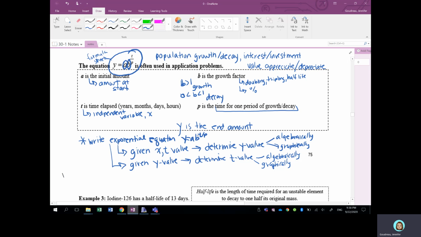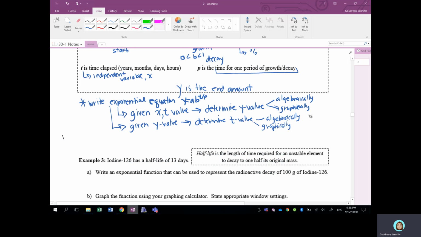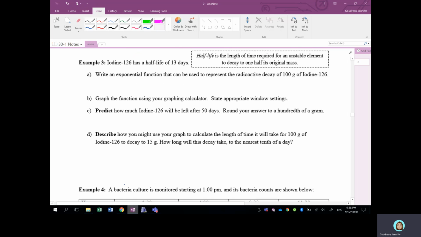So that's going to be the basic form of all the questions. Create the exponential equation. You may have to take a given x value and determine the y value. You may have to take a given y value and determine the x value or the t value. So let's dive in and do some of these application questions.